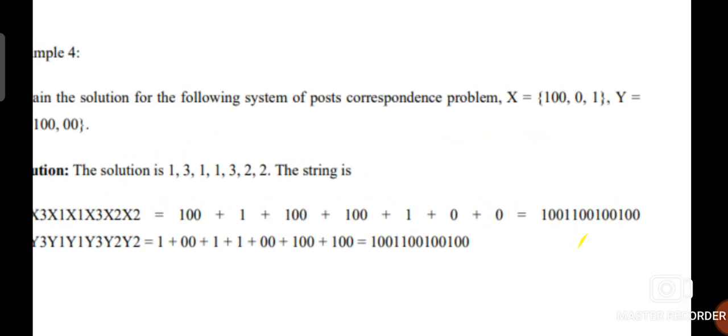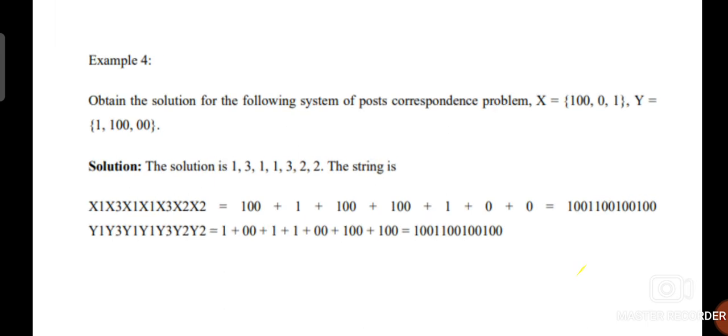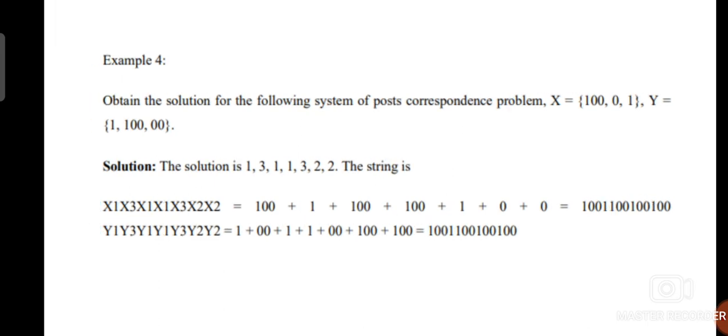Now this is another example. Two lists are X and Y, each list having three strings: 1, 0, 0, 0, 1, 1, 1, 0, 0, 0, 0. So the individual strings will be called X1, X2, X3 and Y1, Y2, Y3. And the solution is, the order of integers is 1, 3, 1, 1, 3. So in this example we can see we can repeat the strings. Whenever necessary, we can repeat the strings to produce the equalized strings.